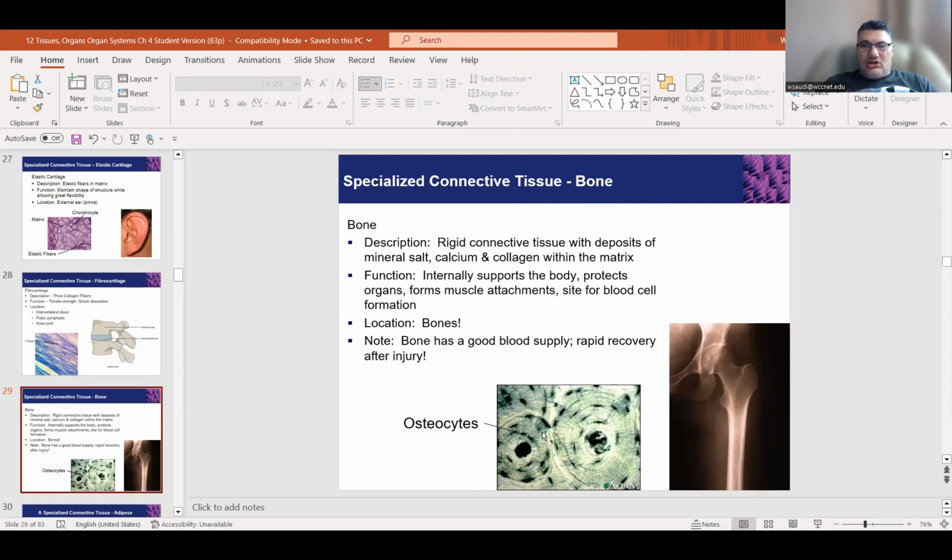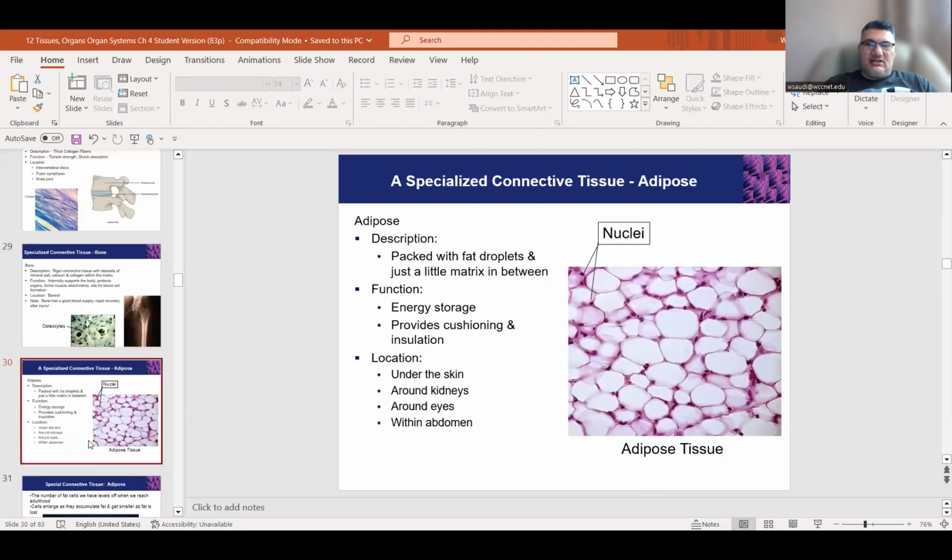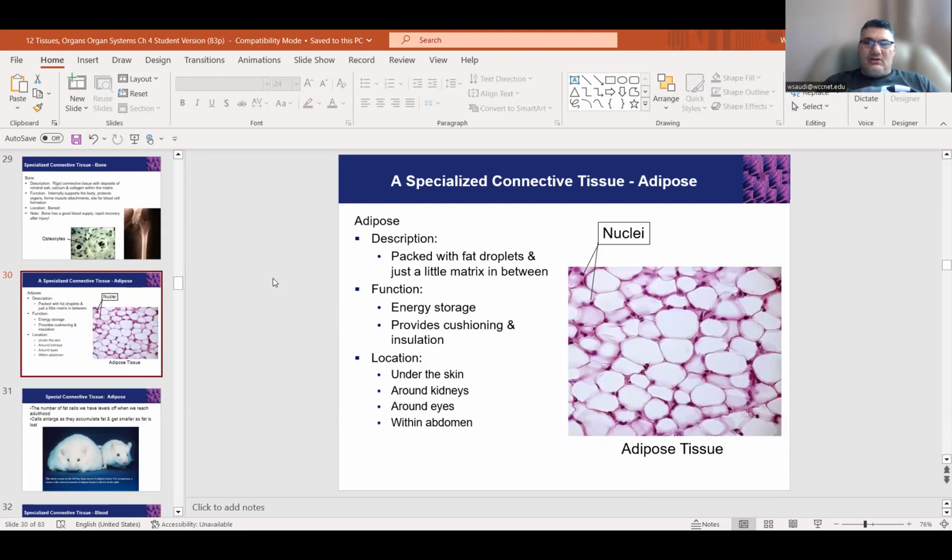The cells here are called osteocytes. What's osteocytes? Osteo, prefix that means bone. Cytes, cells. The maintaining cells. The cells that maintain. Next, adipose tissues. This is a specialized type of connective tissue. Adipose, what's adipose? Fat. Adipose, fat.